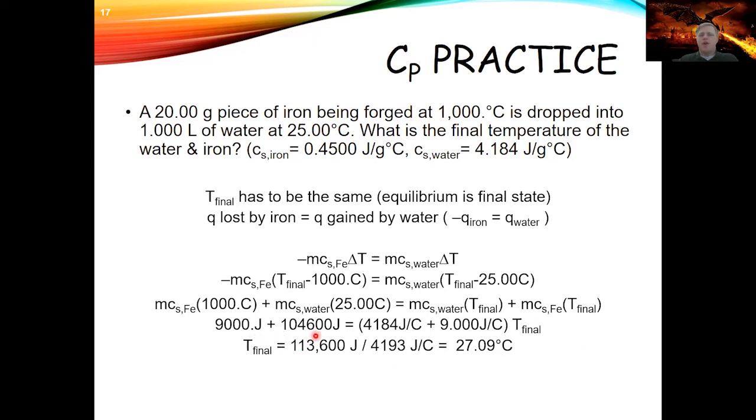And so from this problem, we can see that the final temperature is actually only 27.09 degrees Celsius. So if you take 20 grams of hot iron and heat it up to 1,000 degrees Celsius, put it into water, it actually doesn't increase the water's temperature that much, just 2 degrees.